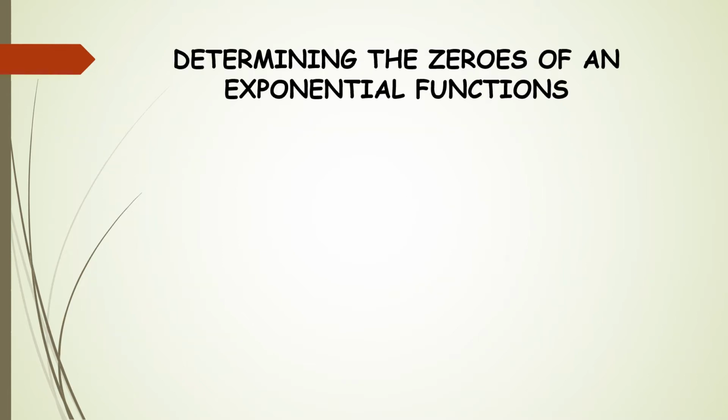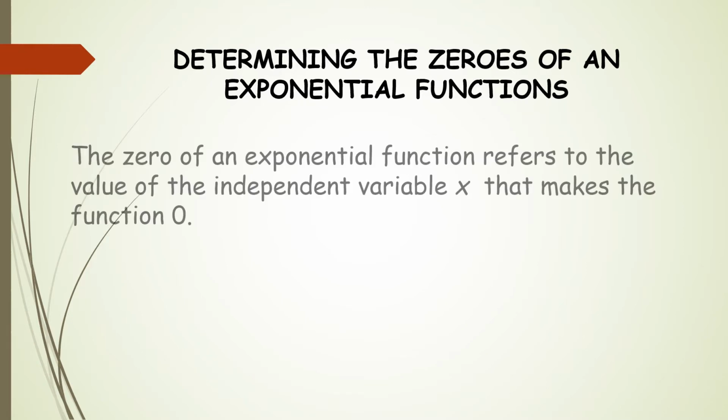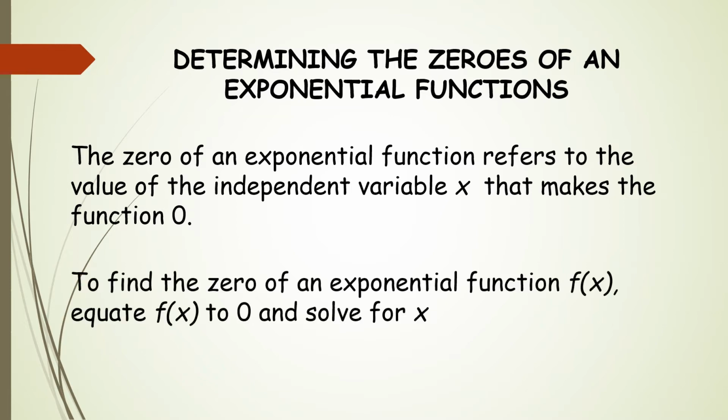So, determining the zeros of an exponential function. The zero of an exponential function refers to the value of the independent variable x that makes the function zero. So, ito yung mga value ng x kung saan pag na-substitute mo sa function, 0 ang lumalabas na sagot. So, to find the zero of an exponential function f of x, equate f of x to 0 and solve for x.